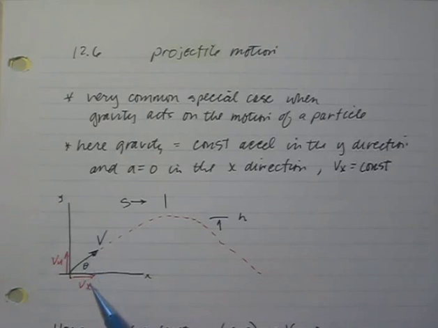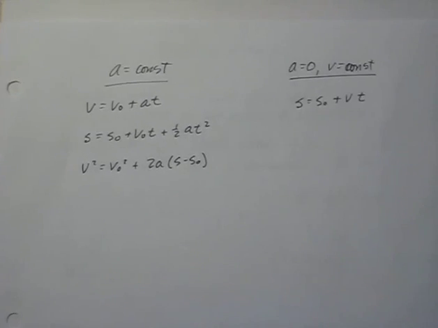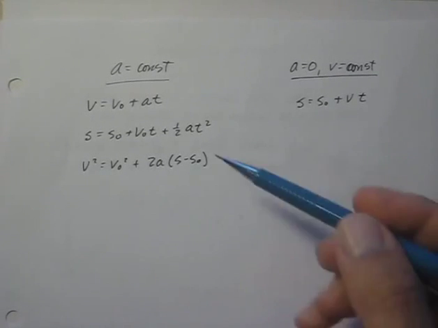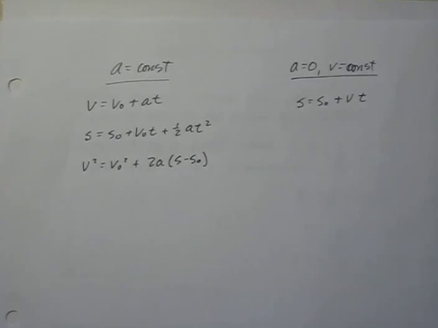magnitude and a direction. The direction in the x direction would be the velocity times that cosine, and the velocity in the y direction would be the velocity times the sine of the angle. All right, I want to remind you of our constant acceleration equations that we have used before, and that when acceleration is constant, these three equations apply. When acceleration is zero, or velocity is constant, then this is really the only equation that applies.